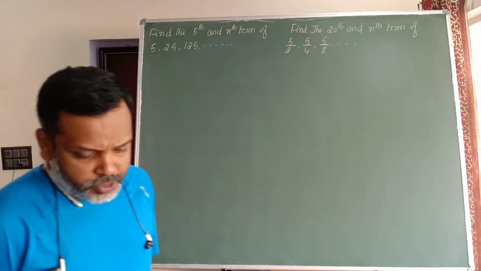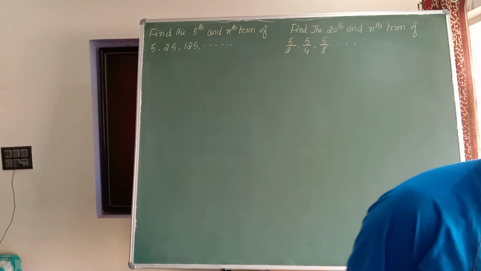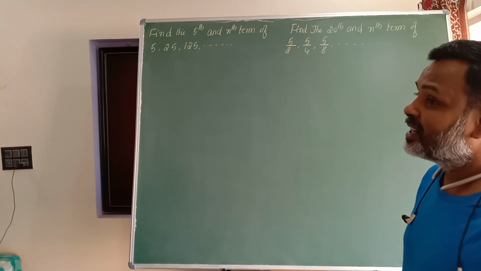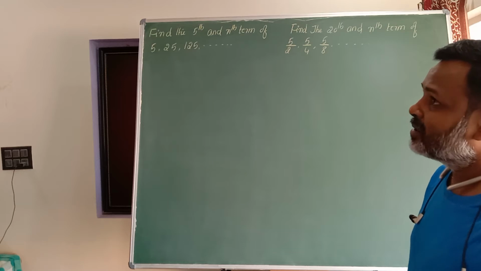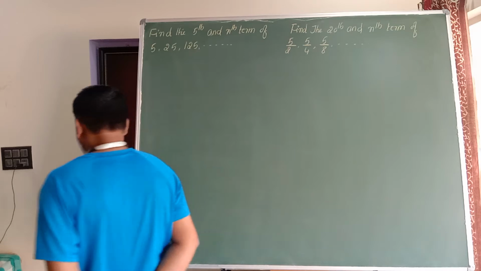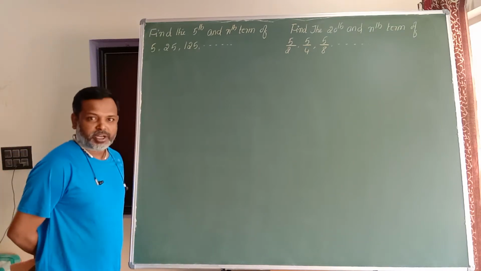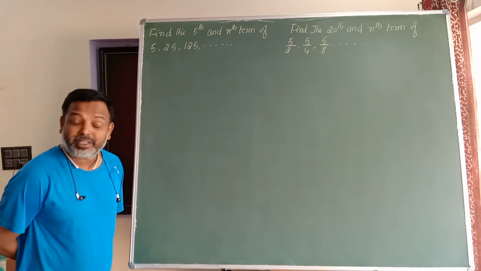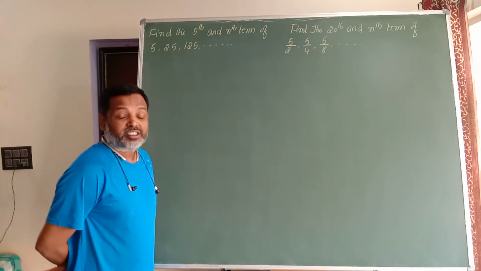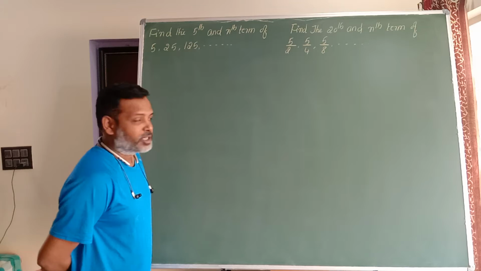Look at me. When the question is like that, to find out the term of some sequence, first let us know whether this sequence belongs to AP or GP. Let us check whether there is a common difference or common ratio. If there is a common difference, then it is an arithmetic progression. When there is a common ratio, it becomes a geometric progression.